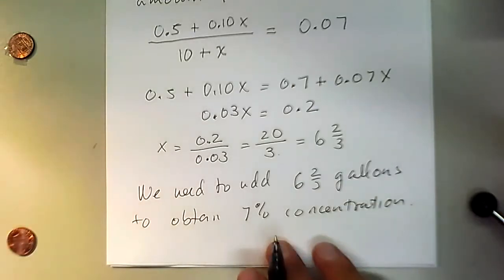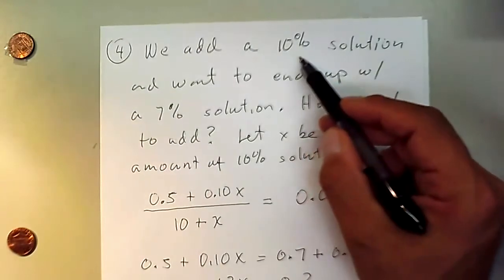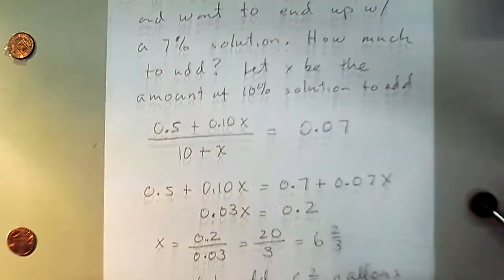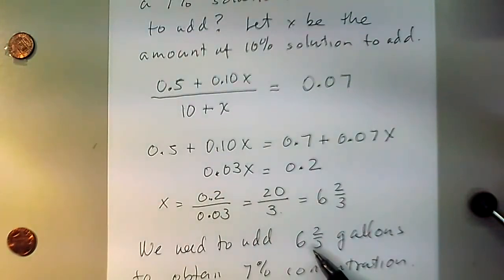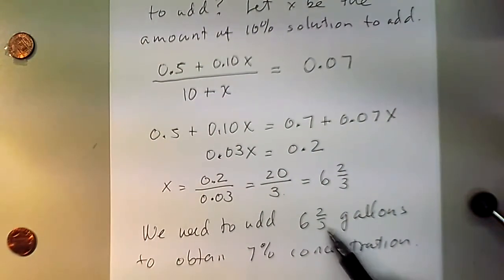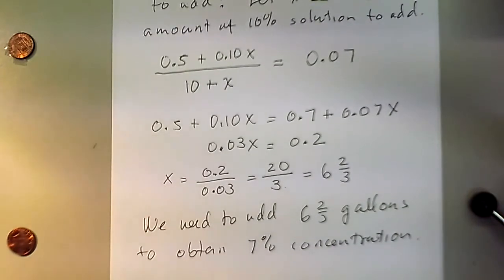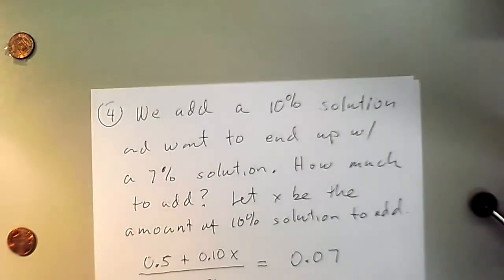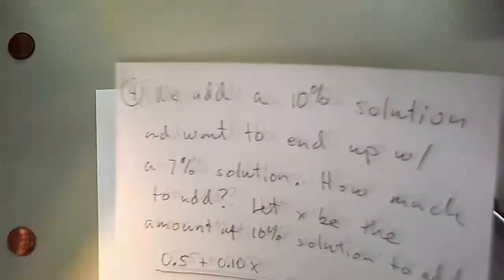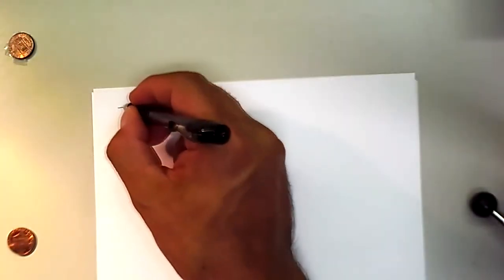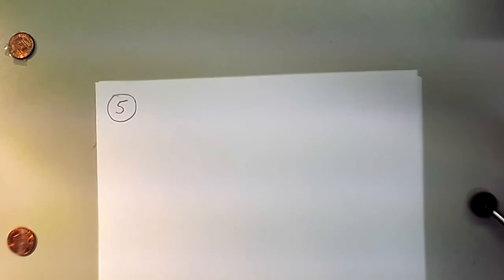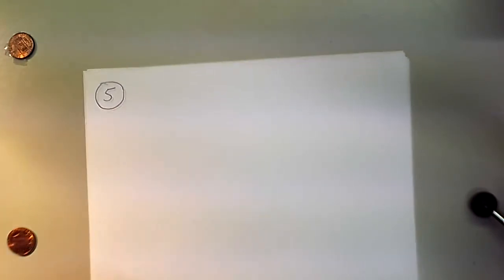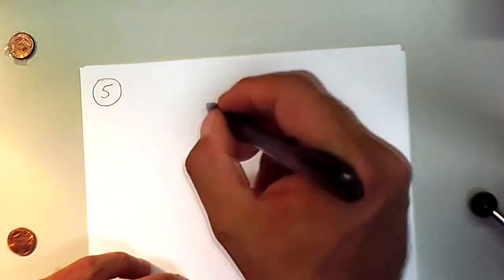Yep. Because this is pretty strong. This is double the concentration. So we need to add not 10 gallons, but 6 2/3 of a gallon to obtain precisely and exactly 7% concentration. So this is kind of a neat problem. We will focus on those 4. There's one more example I want to illustrate here. Perhaps we don't necessarily have to finish it right now, but I do want to illustrate this.